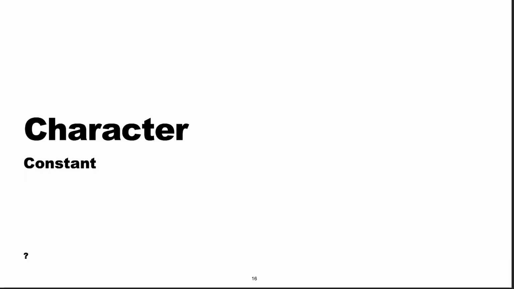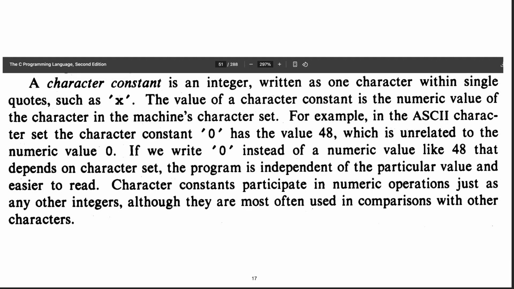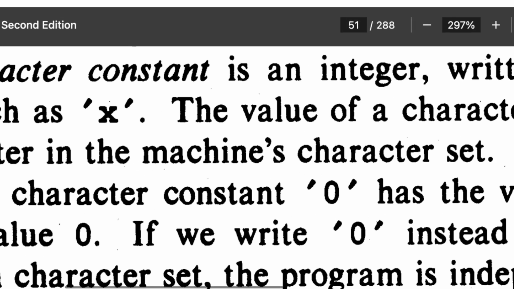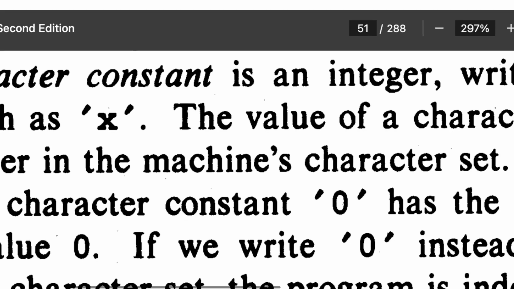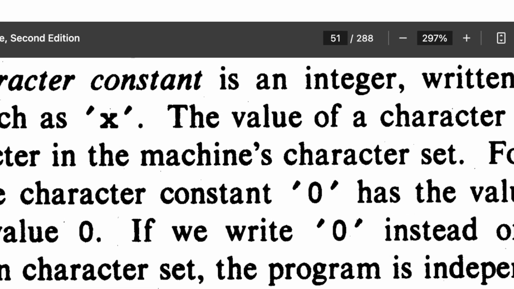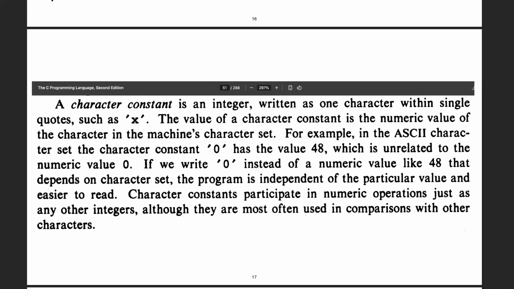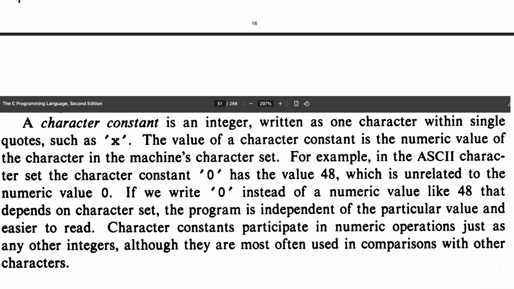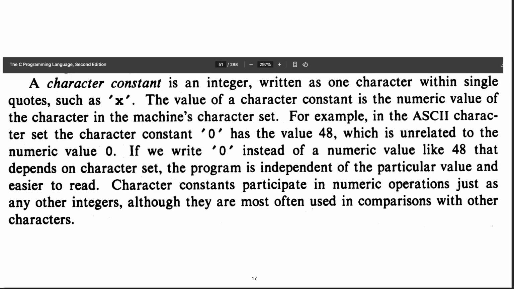Now, next we'll talk about character constant. Character constant is also an integer internally. Why do I say that? Because first of all, we should be aware that characters are represented within single quotes, and this character constant is internally an integer value at the end of the day, because the value of the character constant is the numeric value in the machine's character set. For example, most machines use the ASCII character set, where ASCII stands for American Standard Code for Information Interchange. So for every character, there is an ASCII value mapped to it.